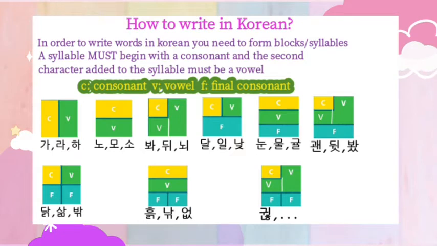So for the first example, we have consonant and vowel vertically. That's why knowing standing vowels and lying vowels is important, because the vowels we're gonna use here are standing vowels: ka, ra, ha, mo, ri.